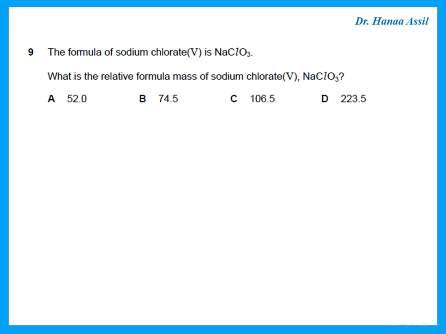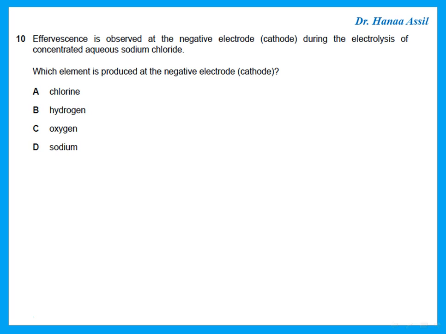The formula of sodium chlorate is this. What is the relative formula mass of sodium chlorate? Again, relative formula mass is the same as Mr, is the same as the addition of all the masses from the periodic table. Again, the mass is the big number. So sodium has a mass of 23, chlorine 35.5, oxygen is 16, and I have 3 of them. So the total Mr is 106.5.